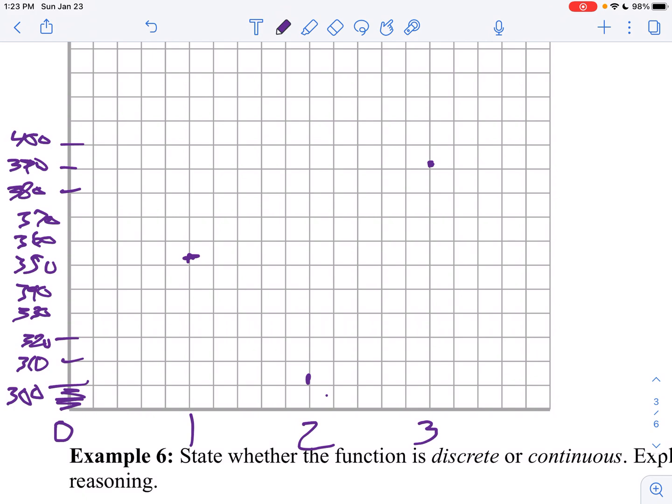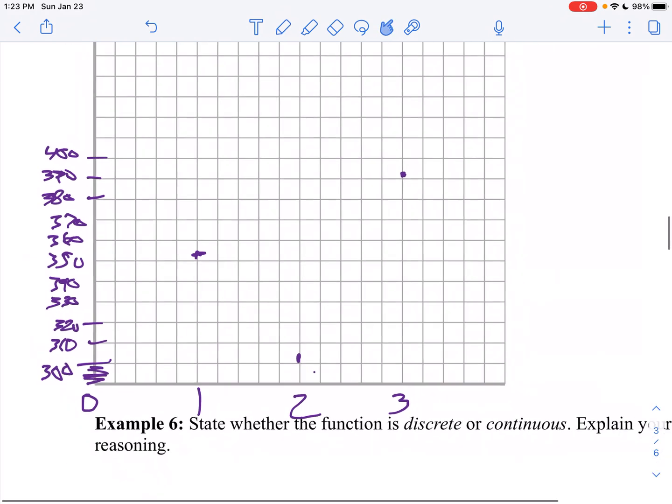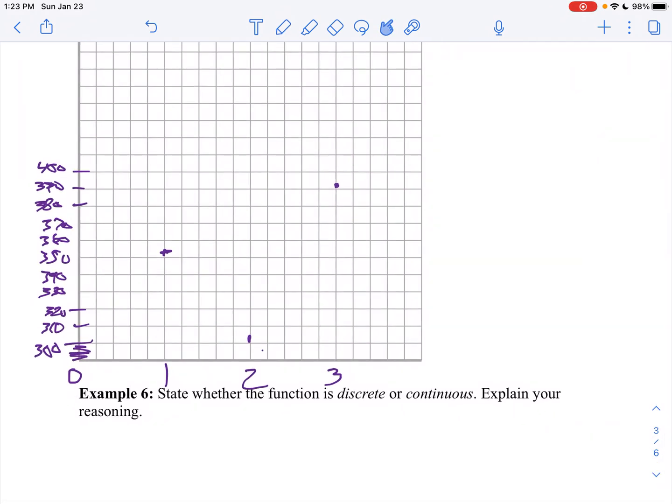Now the question is, should we connect these points? No, we should not connect these points because you can't have part of a lunch period. There is no half lunch period. There's no 1.2 lunch period. You're either in the first lunch period or in the second lunch period. We call those categorical data, but that's all we're going to do.